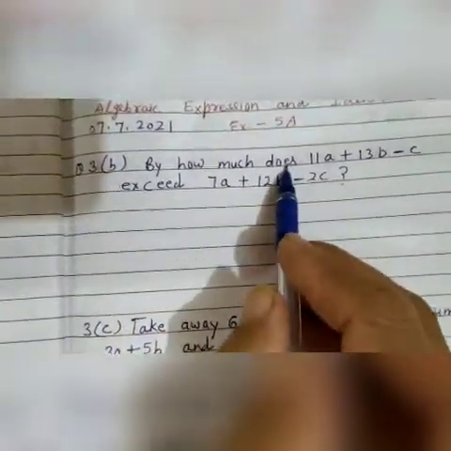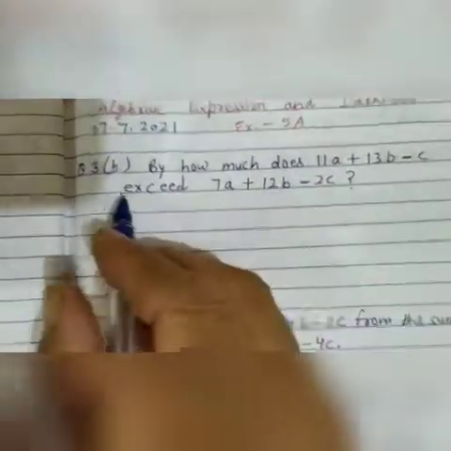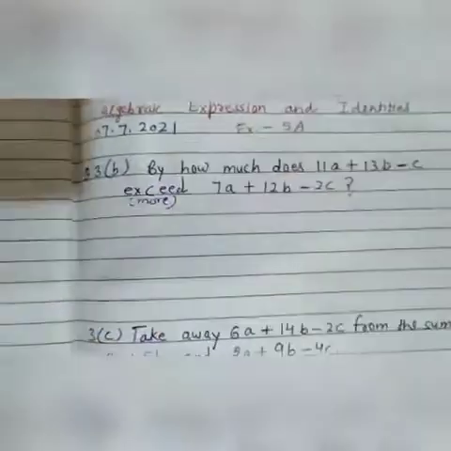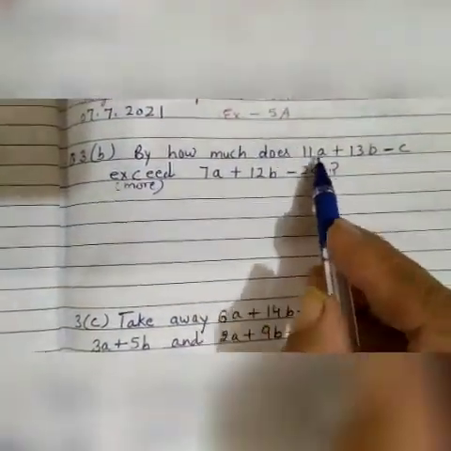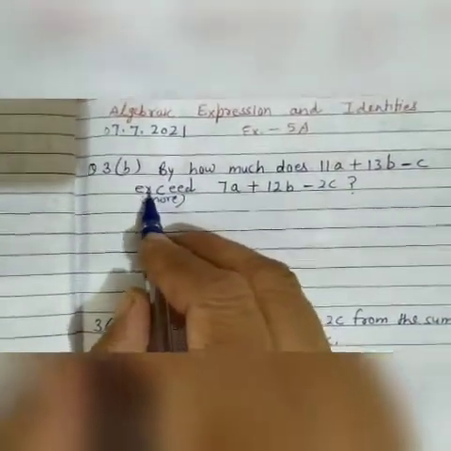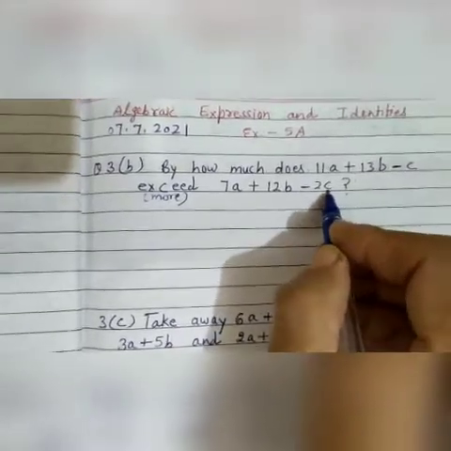By how much does 11a plus 13b minus c exceed? Exceed means more. By how much does 11a plus 13b minus c exceed 7a plus 12b minus 2c?